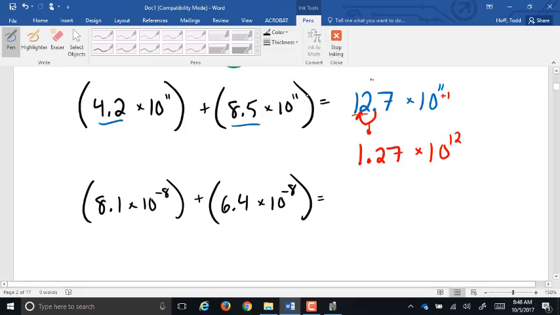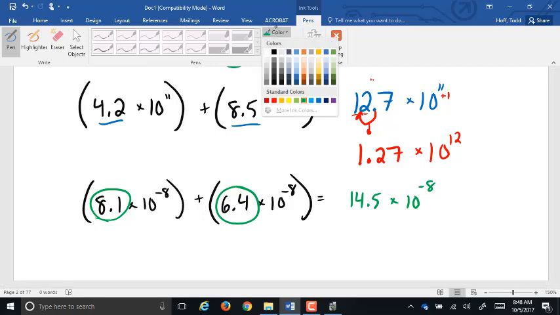So these have the same name, so we can go ahead and add them. What do we get here? Combining the counts, 8.1 plus 6.4 is 14.5 times 10 to the negative 8. Of course, we're not done.